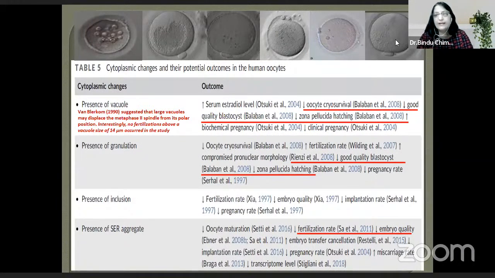And personally, I believe that whatever you do, an SER oocyte does not form good quality blastocysts. So presence of SER hampers oocyte maturation, and causes lower fertilization rates and lower embryo quality, and when we talk of embryo quality, we are talking about the blastocyst formation rates as well. So the presence of SER definitely is not a good prognostic factor for blastocyst formation rates in women.